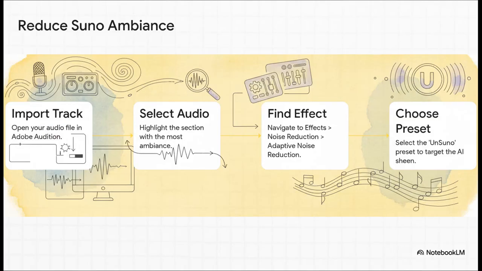So once you have your separated tracks, you can directly attack that Suno ambience. For anyone using Adobe Audition, there's even a community-developed trick. If you go into the adaptive noise reduction effect, there's a preset called Unsuno that's been specifically designed to find and remove that characteristic digital sheen. It gives you a much cleaner final track.